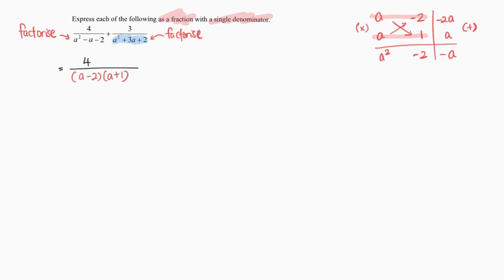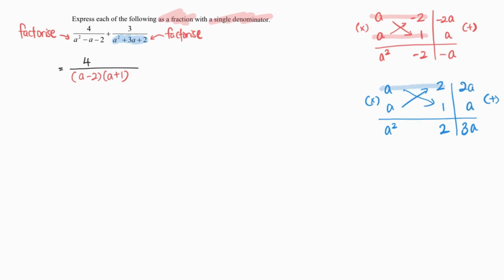A squared plus 3a plus 2, applying the same thing. A squared, so this one a times a, 2 times 1, and because it's all positive, so it is just this, and I'll be able to get my factors out. So you will see that I will have a plus 3 over a plus 2, a plus 1.